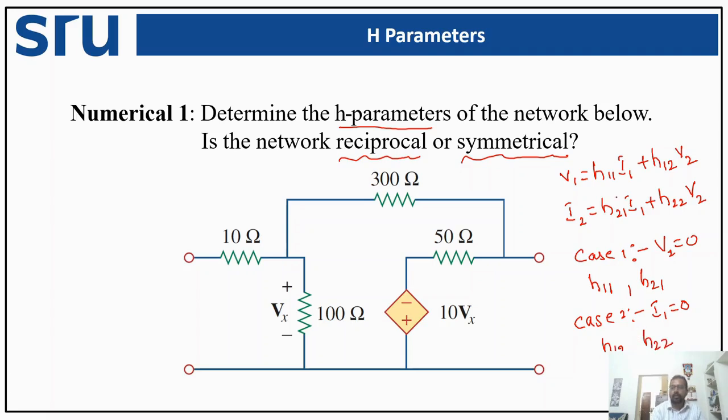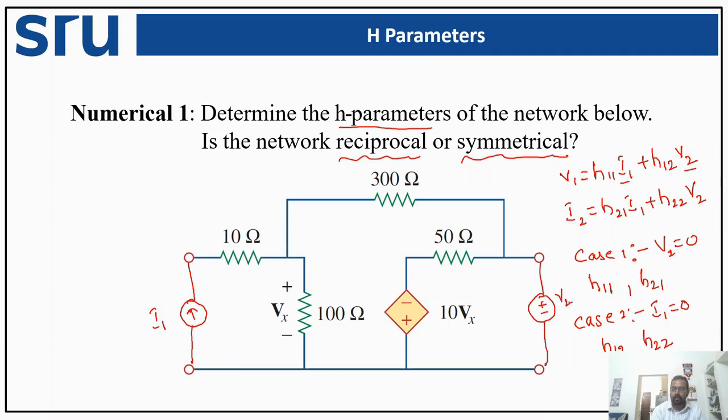Okay. If you observe these two equations, you can see that we have two independent terms here, I1 and V2. So there should be a current source at the input port, and we should have a voltage source at the output port. So let us draw here. We have a current source, this is my I1, and we have a voltage source, that is V2.